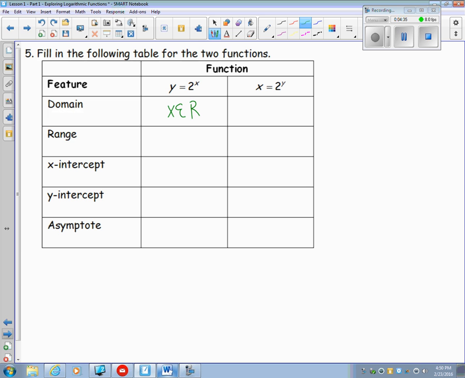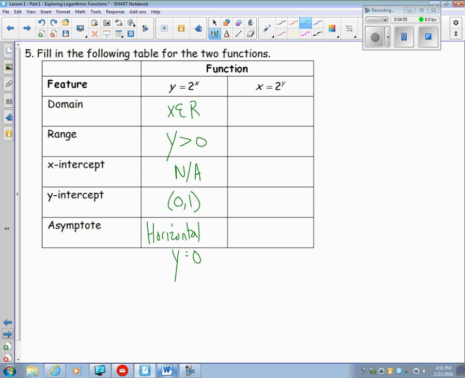What's the range? Well, we know it comes down to but never hits 0. The x-intercept, didn't have any of those. The y-intercept, we had one of those, that's (0, 1), and it had an asymptote, yes. It was a horizontal one, and the equation of that was y equals 0.